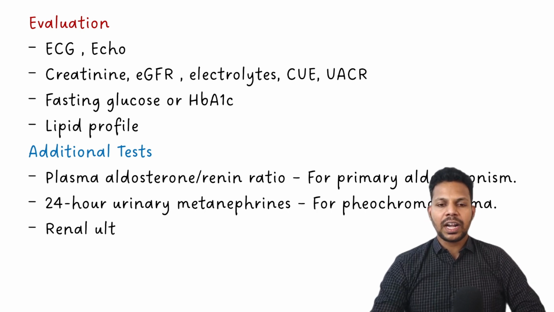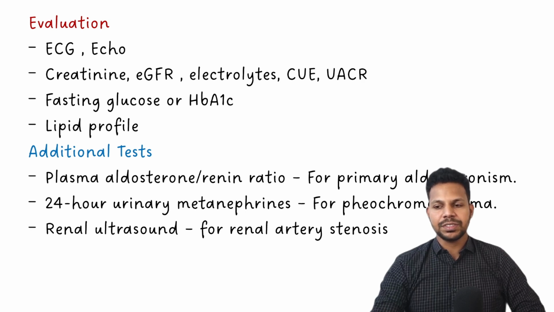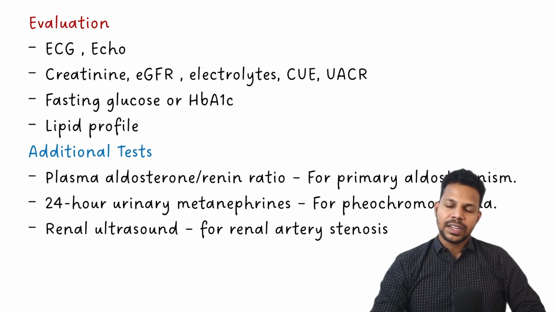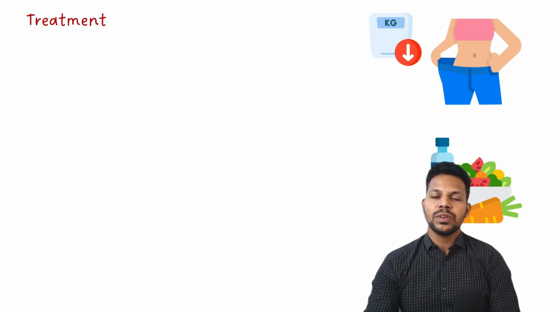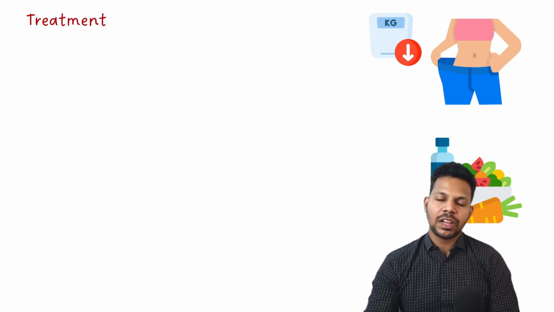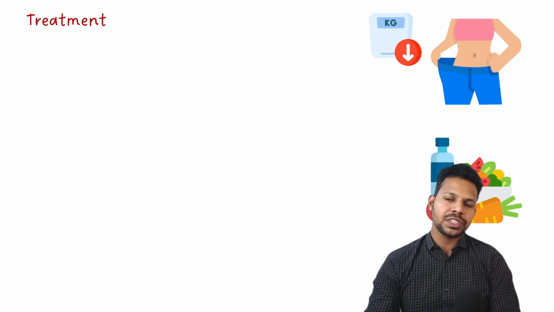And you can also do a renal ultrasound for ruling out the renal artery stenosis in the patient of refractory hypertension. Now let's look at the treatment. The treatment includes lifestyle modification or the non-pharmacological treatment, and also the pharmacological treatment.